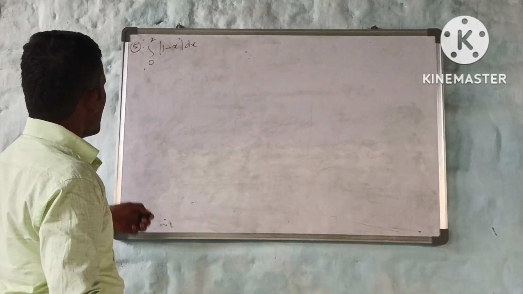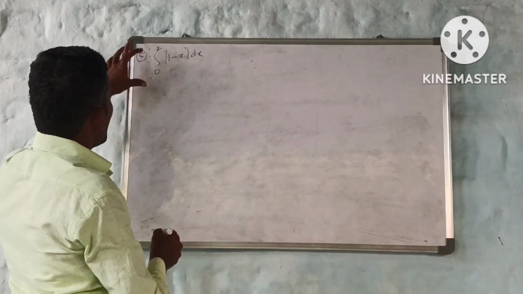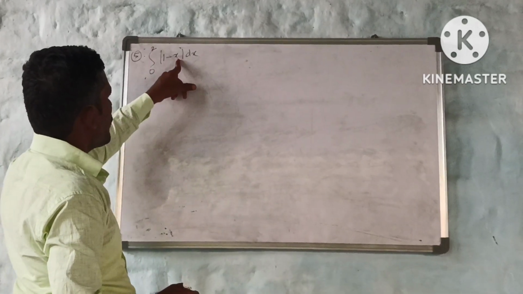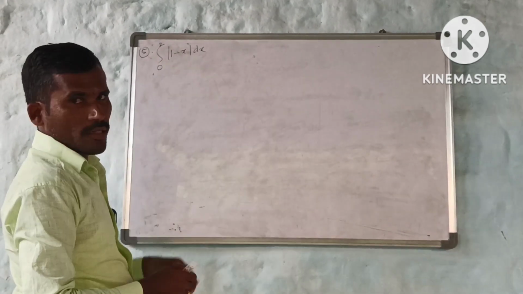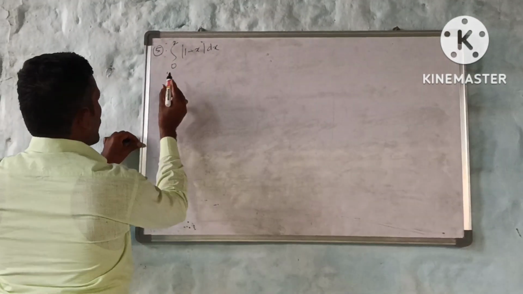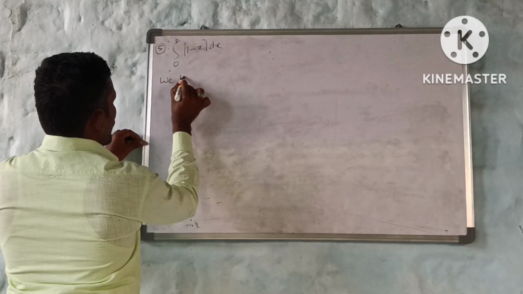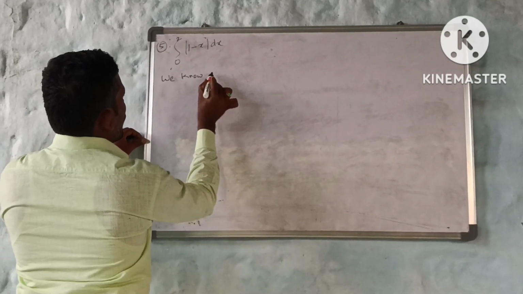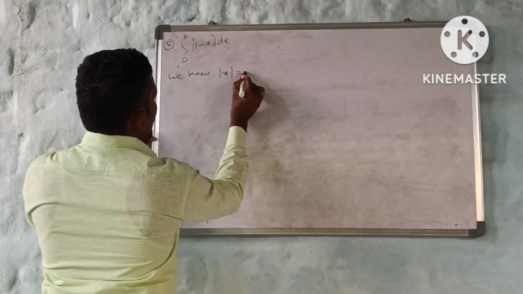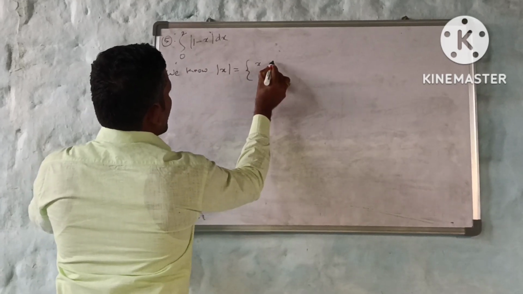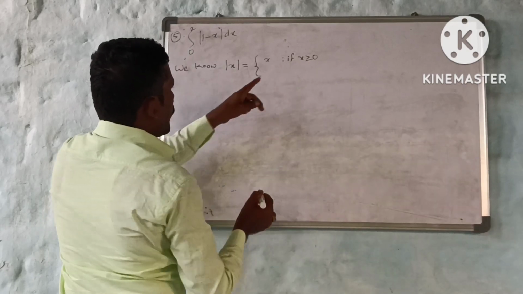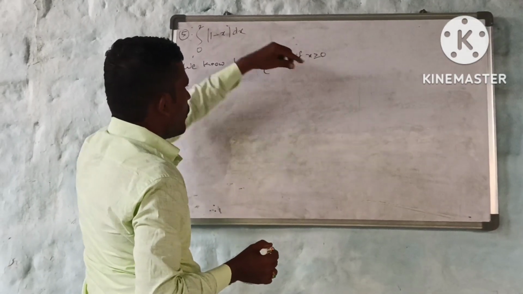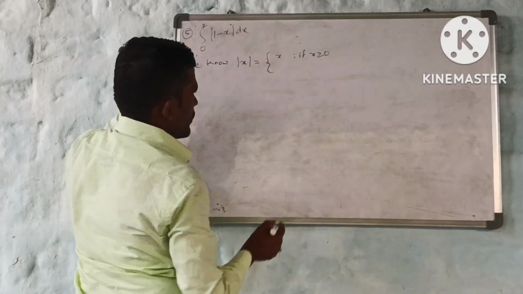The next problem is integration 0 to 2 of modulus of 1 minus x dx. So here the difference is the modulus of x. So how do we have to define modulus x? We know modulus of x equals x if x is greater than or equal to 0. Whenever x is greater than or equal to 0, modulus of x is only x.